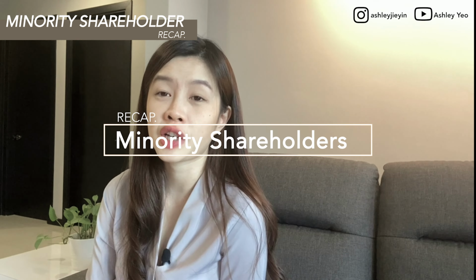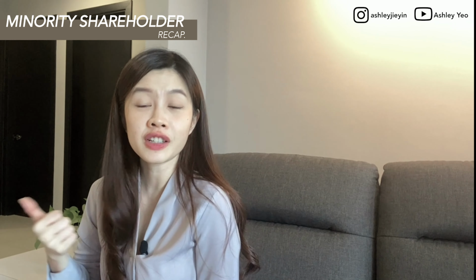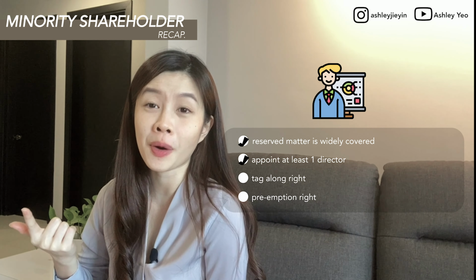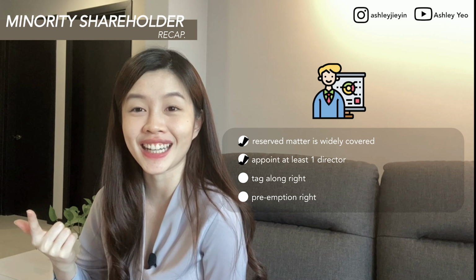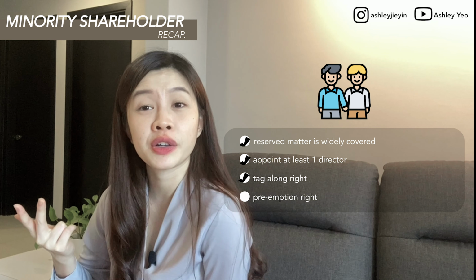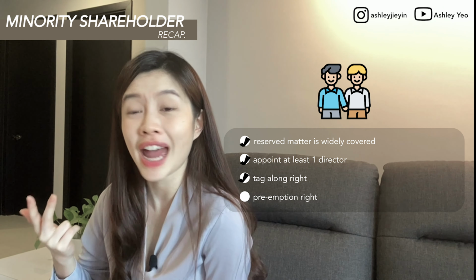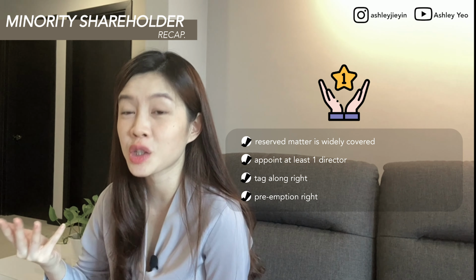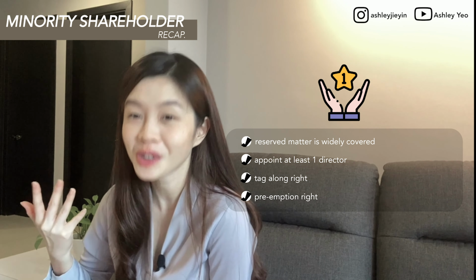If you are a minority shareholder, you would need to make sure that, firstly, the reserved matters are widely covered. You have the right to appoint at least one director in the company. You have the right to tag along if the majority shareholders decide to sell its shares to any other person. Lastly, you have the right to subscribe to any newly issued shares to prevent any dilution to your shareholdings.